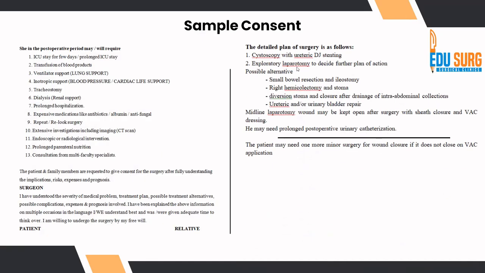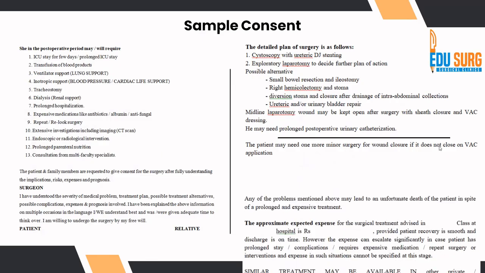In case a surgery is very complicated, we also put a detailed plan, like a cystoscopy will be required, then laparotomy, then what are the alternatives that have been explained, like small bowel resection, colon divergent stoma, bladder repair, wound open, vac dressing. So all these things have to be discussed. Patient may need one more surgery for wound closure if that is in the plan.